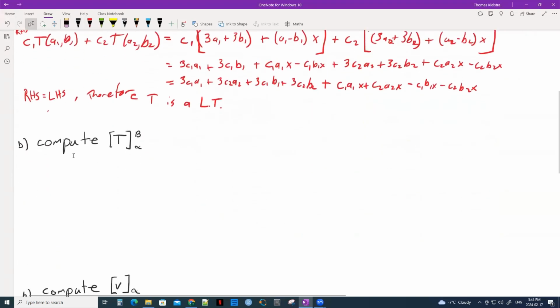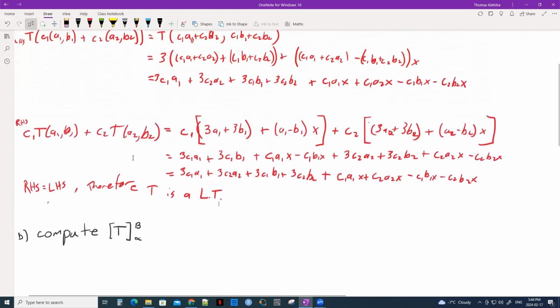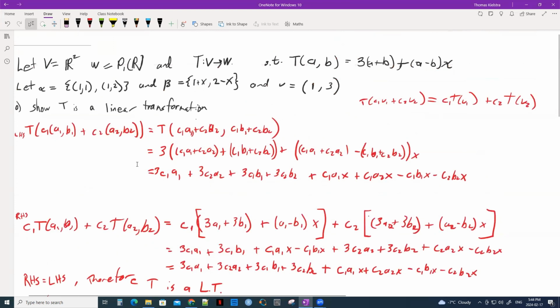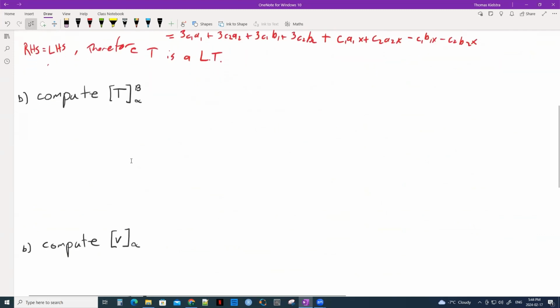Now what we want to do is compute what T of alpha beta is. And here we have to remember what my alpha is. I'm going to do one step at a time, 1, then 2, plugging each into my equation. Once I have it in my equation, I take the output and represent it as a linear combination of these vectors. So we're going to look at what happens to T of 1, 1.